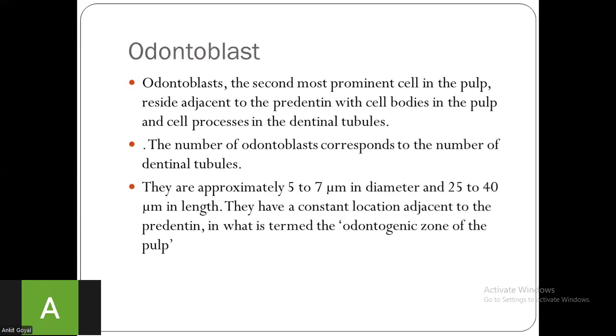Odontoblasts are the second most prominent cells in the pulp. They reside adjacent to the predentine, with the cell bodies in the pulp and the cell processes in the dentinal tubules. The number of odontoblasts corresponds to the number of dentinal tubules. They are approximately 5 to 7 micrometers in diameter and 25 to 40 micrometers in length. They have a constant location adjacent to the predentine, which is termed the odontogenic zone of the pulp.